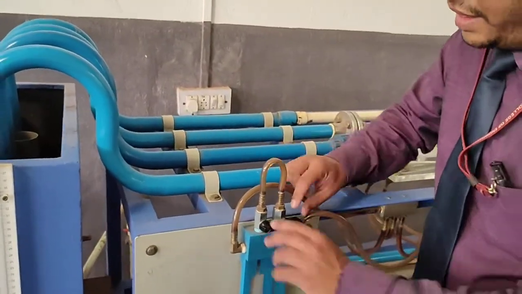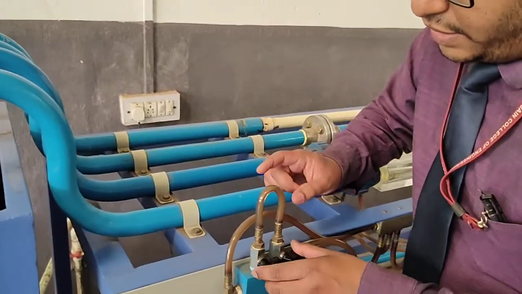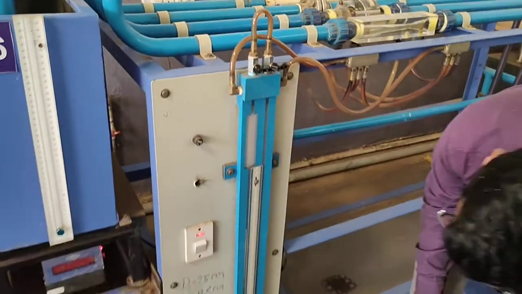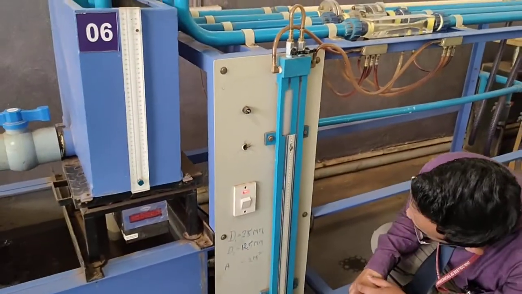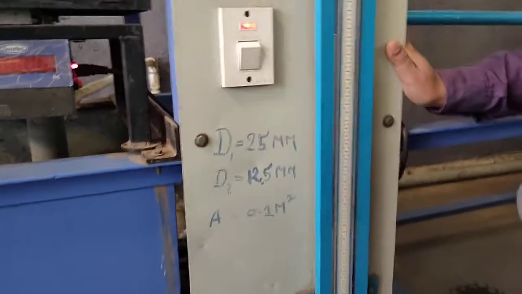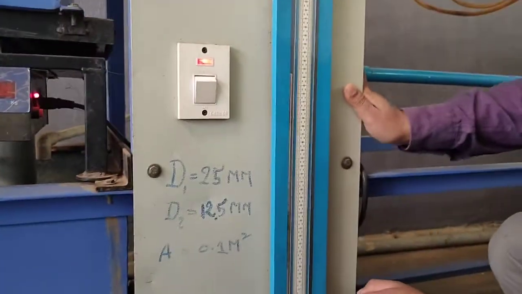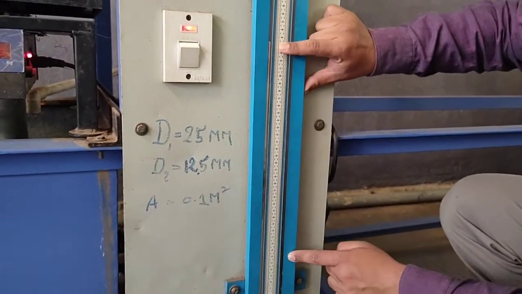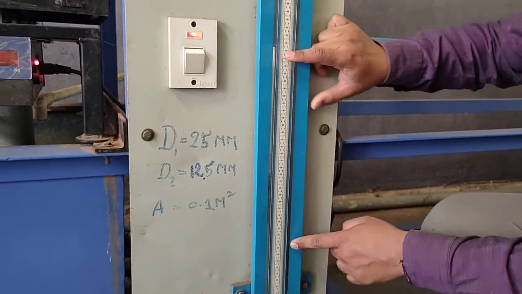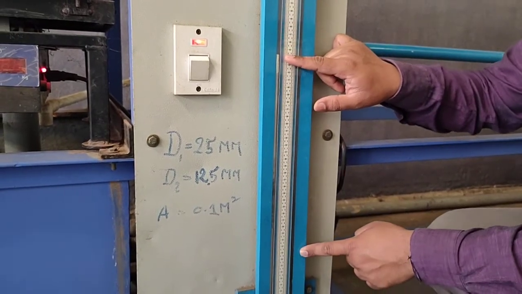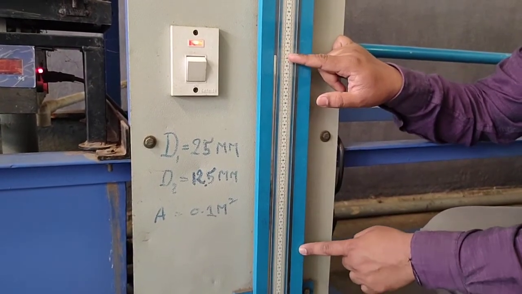We can see that there are some air bubbles which are forming over here. So we can see that there is a difference which we have got. This is the difference we have to measure. This is something like 44 and this is somewhere 14. So this is H1 minus H2, that is the head difference in the manometer.